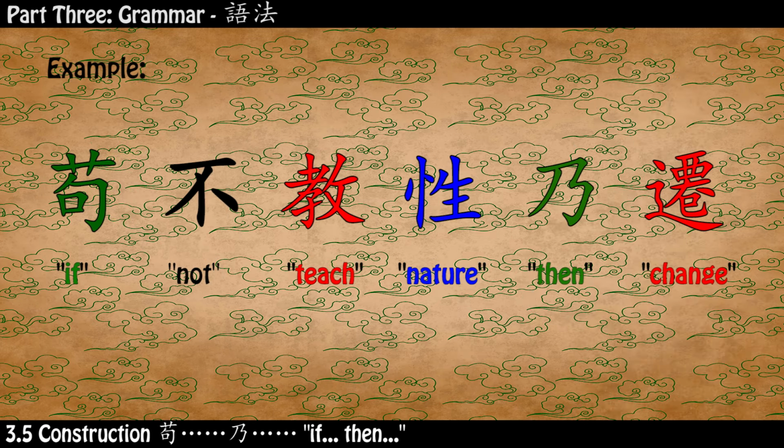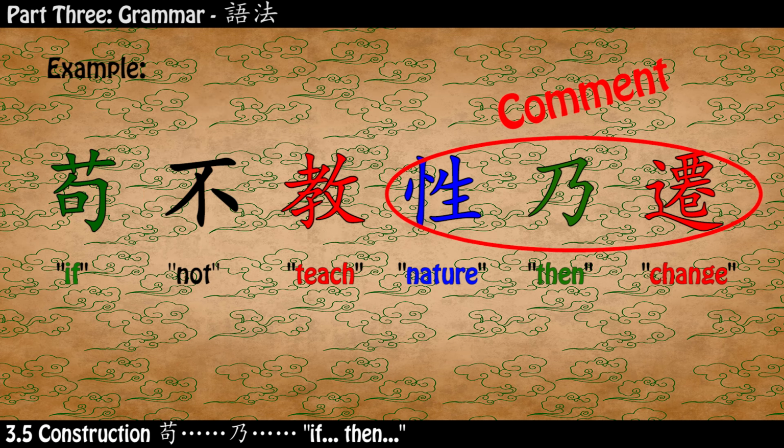狗不教 性乃迁, literally, if not teach, nature, then change. Here, 不教 is the topic, while 狗 marks it as a hypothetical, if. Thus, if one does not teach. Here referring back to man or mankind, so if man is not taught what is right or wrong, how to behave, etc.